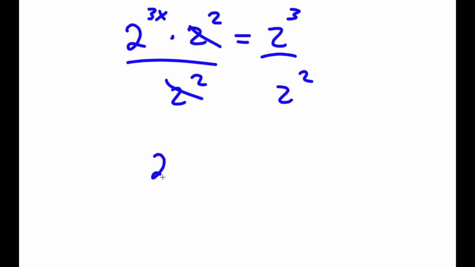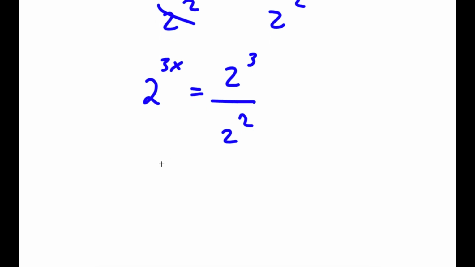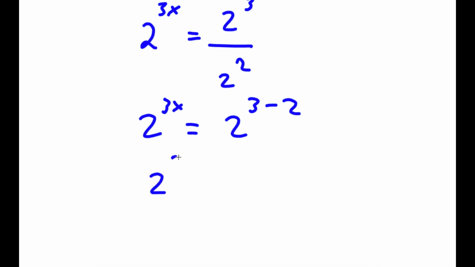So now I have 2 to the power of 3x is equal to 2 to the power of 3 over 2 to the power of 2. And 2 to the power of 3 divided by 2 to the power of 2, that's equal to 2 to the power of 3 minus 2, which is equal to 2 to the power of 1.